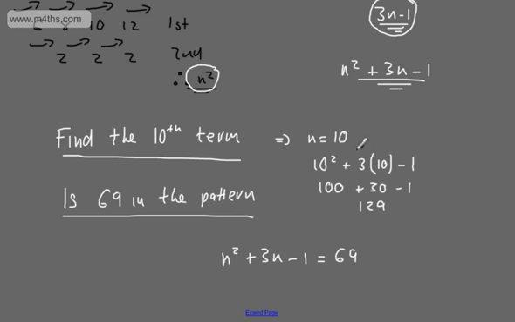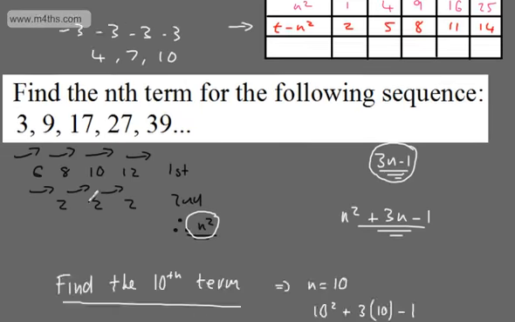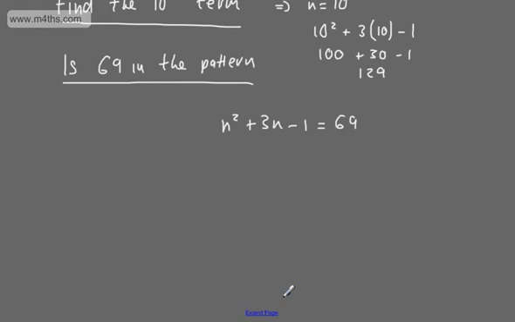I subbed 10 in and I got 129 out. I subbed in now on here 1, I got 3 out. So let's see how we can deal with this. Well, that's a quadratic, and we can go ahead and write this in the form an squared plus bn plus c is equal to 0. We'll see if it factors, and then we can see now if we got solutions. Remember, if this is in the sequence, we're going to have integer solutions for n. So let's subtract it from both sides and set the right-hand side to 0. So n squared plus 3n minus 1 minus 69 is minus 70, and that will be equal to 0.